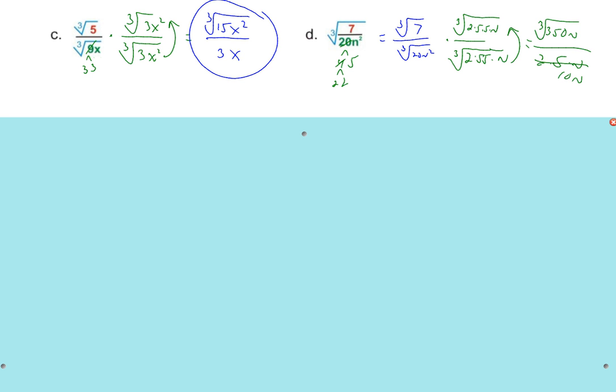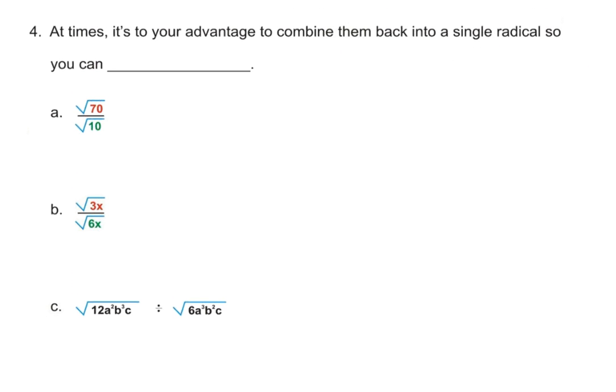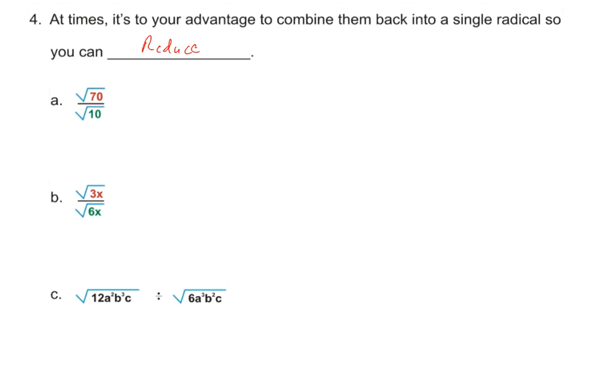Look, just do it one step at a time. Factor that denominator in the radicand and see how many you need of each thing for cube roots. All right, so let me show you some other interesting problems and try to give you some food for thought here in how to go about trying to analyze something. So at times, it's to your advantage to combine them back into a single radical so you can reduce. Now, this is just something you have to be aware of and you have to look for. So I'm trying to give you the thoughts to think.